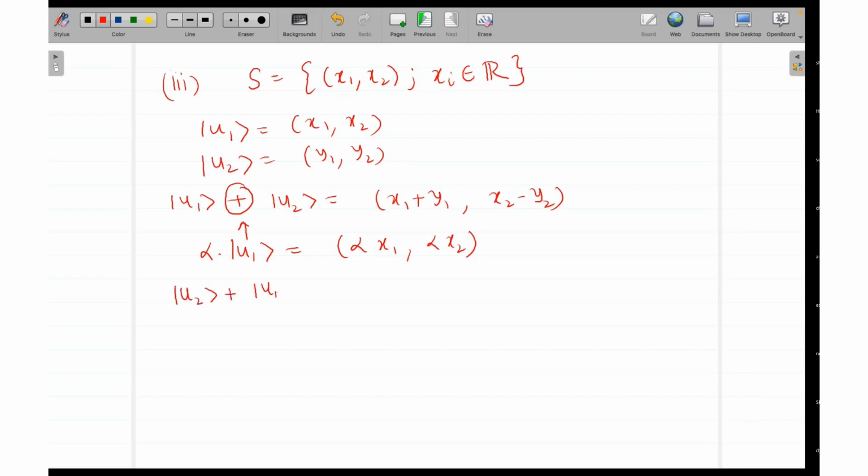u2 plus u1, which is what? Help me write that down. By the rule, u2 plus u1 gives y1 plus x1 for the first component and y2 minus x2 for the second. That doesn't even satisfy the commutative property. A linear vector space has to have the commutative property, which means u1 plus u2 has to be equal to u2 plus u1. Are these the same? No, x2 minus y2 is not y2 minus x2. That means this set is not a linear vector space over real numbers.